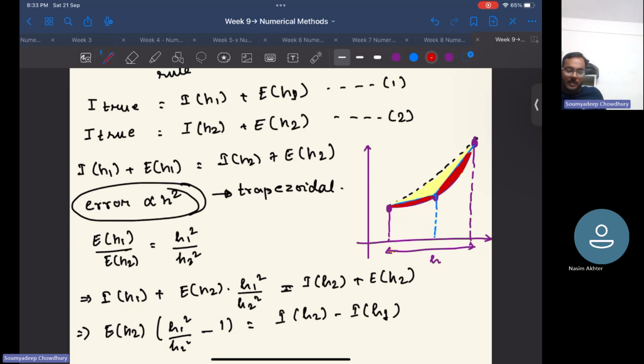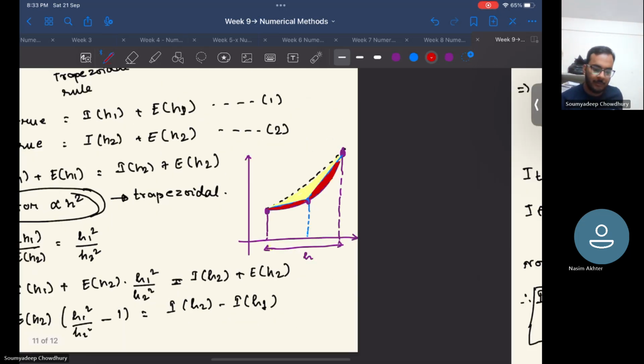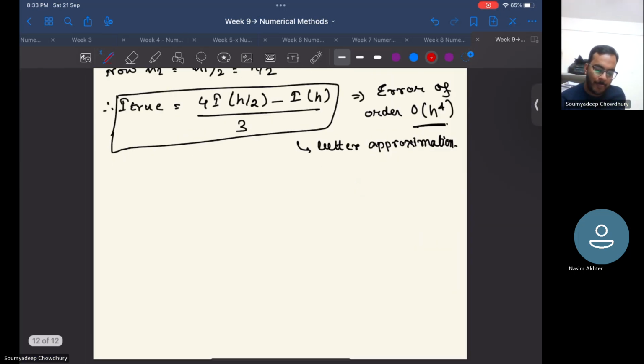But this h square thing, I cannot show it graphically. You can do it and find out. Okay, means if h is half, then the error is 1/4. Yes, correct. Understood. Fine, right?